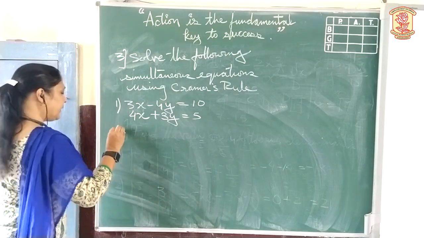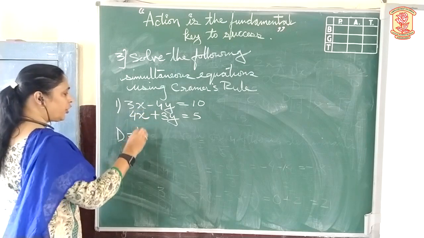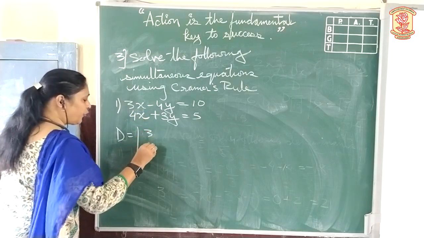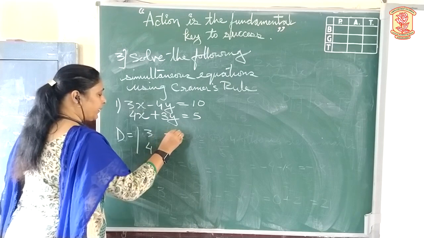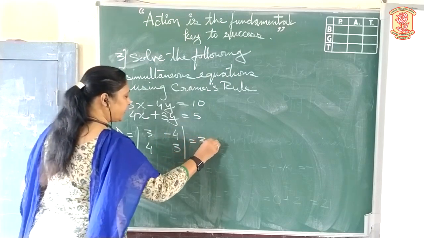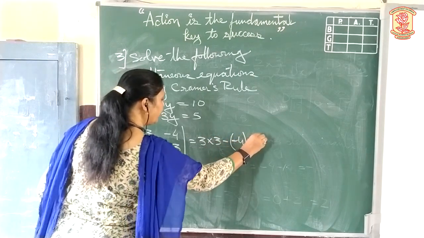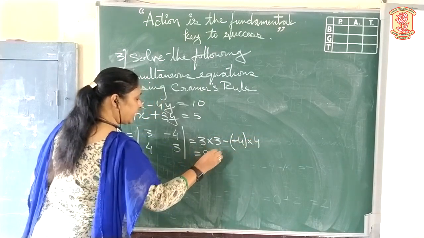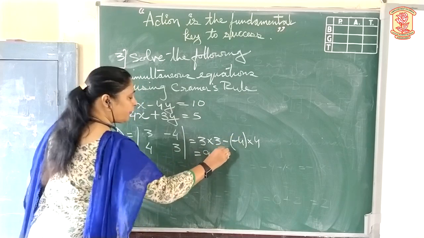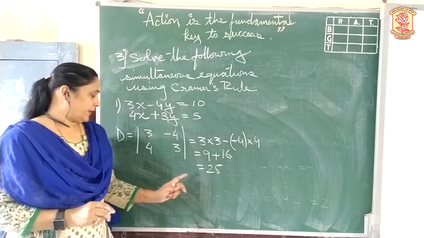The first thing that we have to calculate is the determinant, that is we write the coefficient of x, that is 3, 4, and the coefficient of y, minus 4, 3. Cross multiply, so we get 3 into 3 minus of minus 4 into 4. So 3 3s are 9, minus minus plus, 4 4s are 16. So this comes out to be 25.